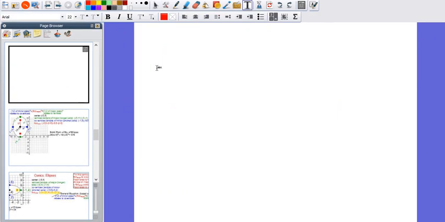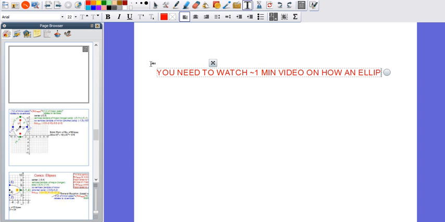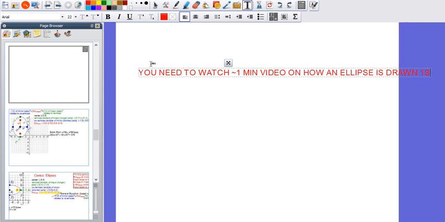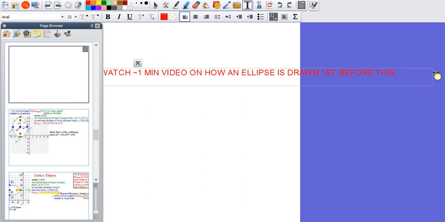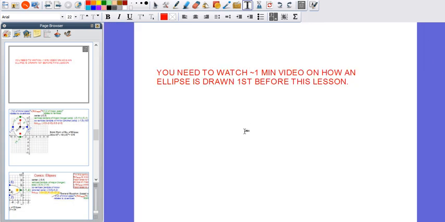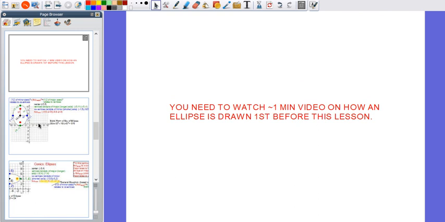You need to watch the 1-minute video on how an ellipse is drawn first, before this lesson. That is super important because if you don't watch that 1-minute video, this will not make sense. So watch that video.